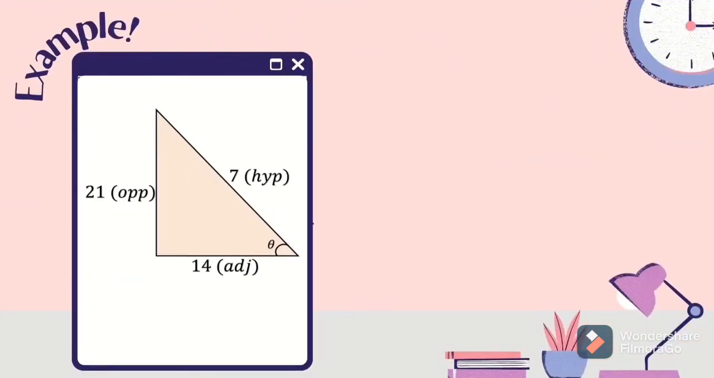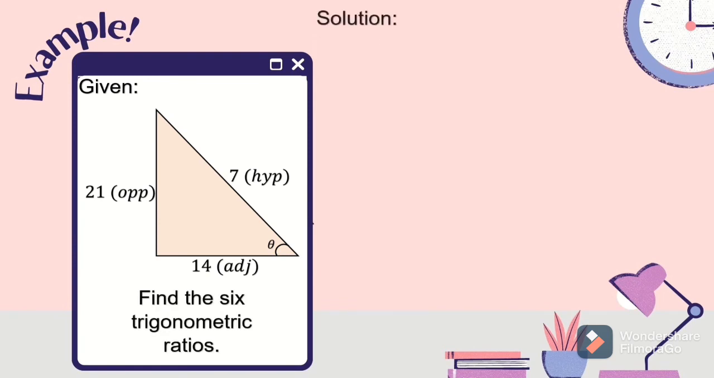For the last example, we have this figure. 7 is our hypotenuse, 21 is opposite side, and 14 is our adjacent. Let's find the 6 trigonometric ratios. Again, for sine, opposite over hypotenuse, substitute 21 over 7. 21 divided by 7 will get 3.